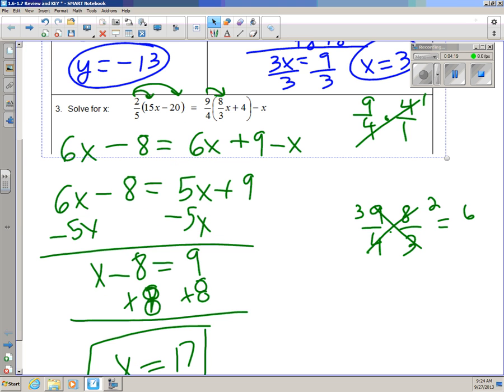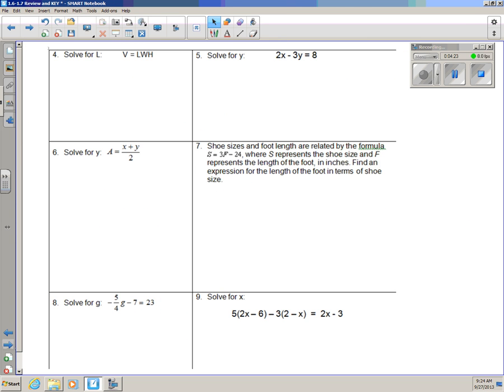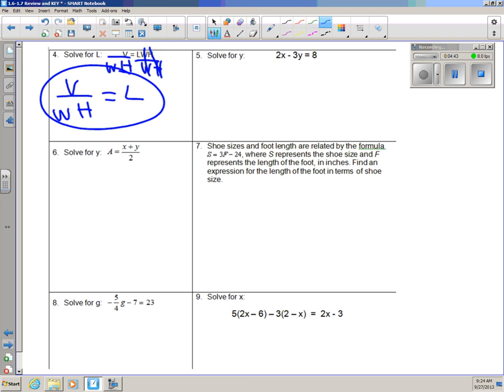So next question is going to be solve for L. Well, right now, L is being multiplied by W and being multiplied by H. The way to undo multiplication is division. I'm going to divide both sides by W and H. They cancel out on the right, which means V over WH is equal to L, and you're done.